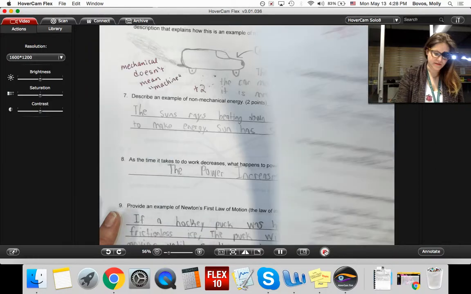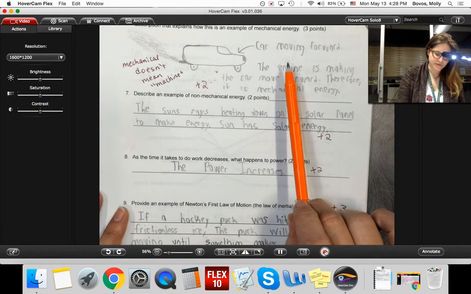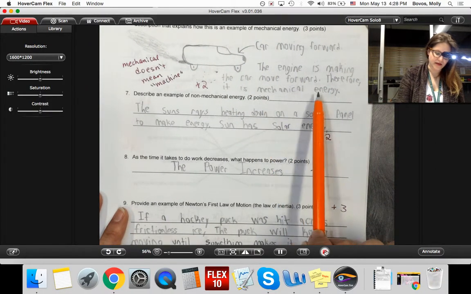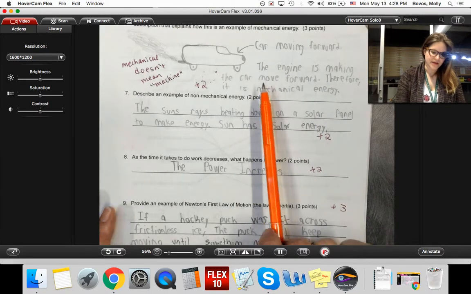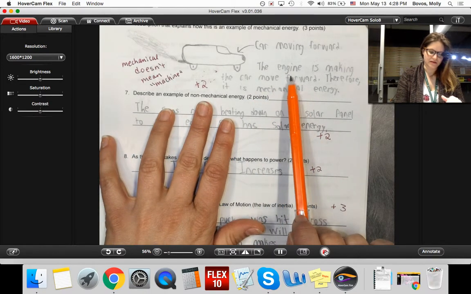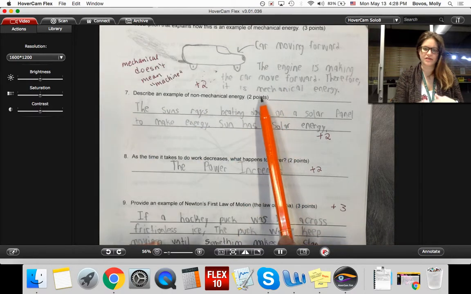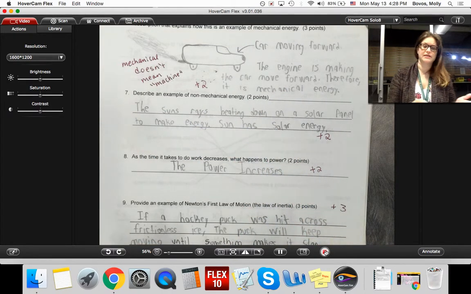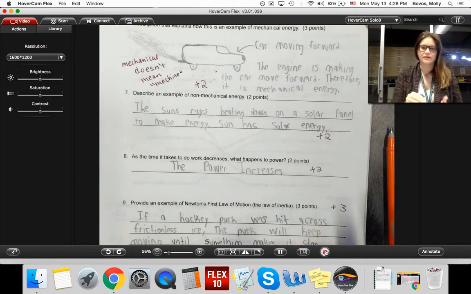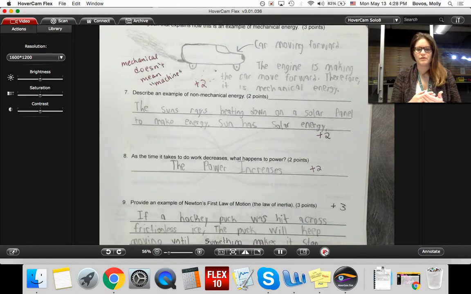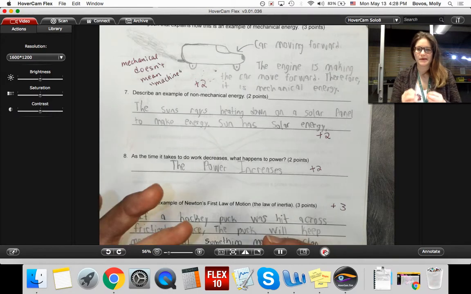Then in this one, the car is moving forward, and the problem that I had here was the engine is making the car move forward, therefore it's mechanical energy. No, it's the fact that the object is in motion, and that's kinetic energy. That's what makes it mechanical. I saw quite a few people who had written for their example of mechanical energy that it had to be something that was energy from a machine. And that's not what mechanical energy means.